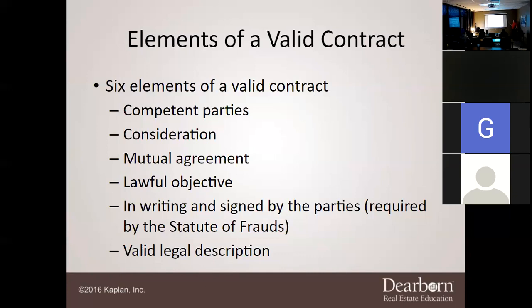A minor technically could have all of these things, couldn't they? They technically could. However, legally, they're not competent. But can a 16-year-old know how to hustle a person?